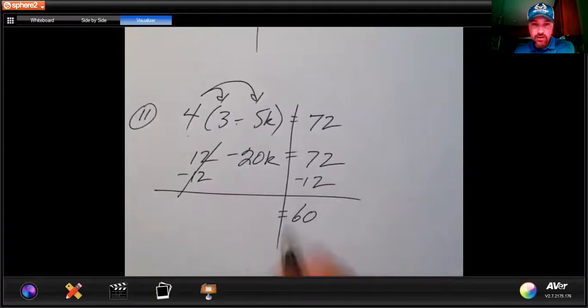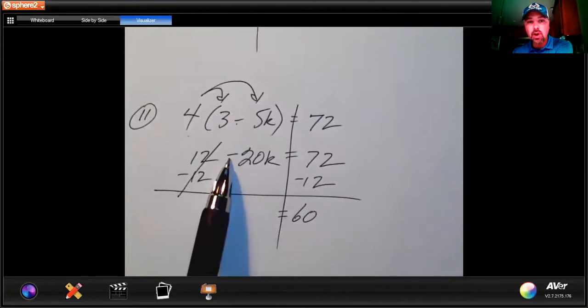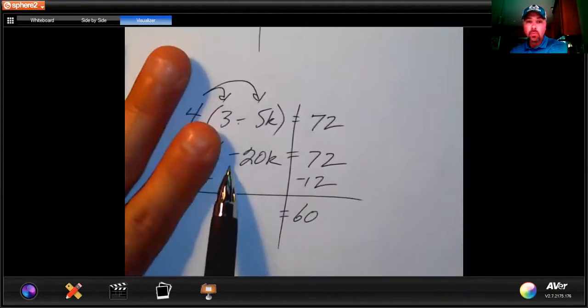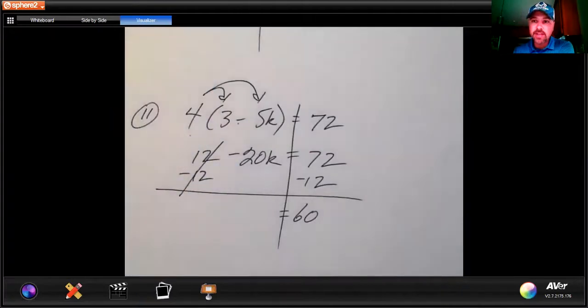Bring down. Now here's an important thing to note. Remember, this minus belongs to the 20. So with the 12 gone, we must bring down the negative sign as well. Okay, because if we didn't, that would look like 20K, and really it's negative 20K.